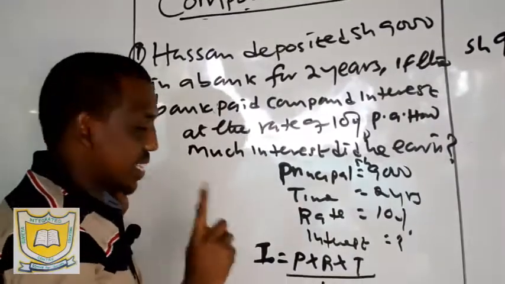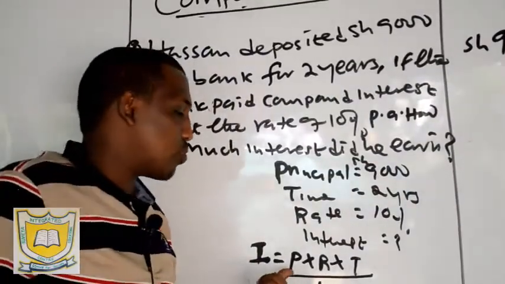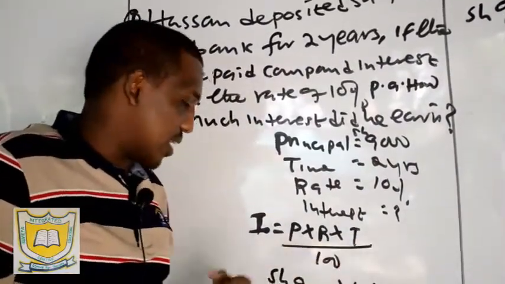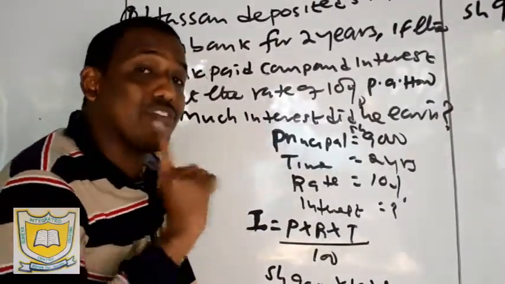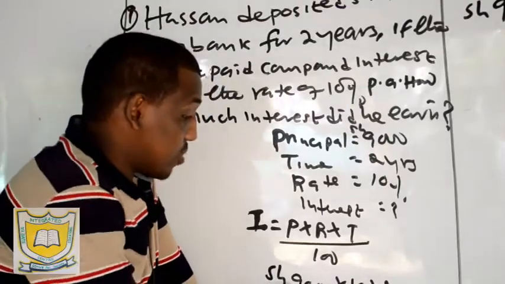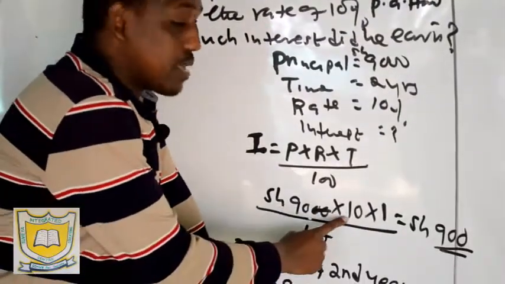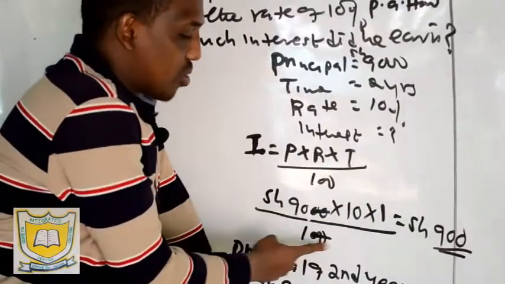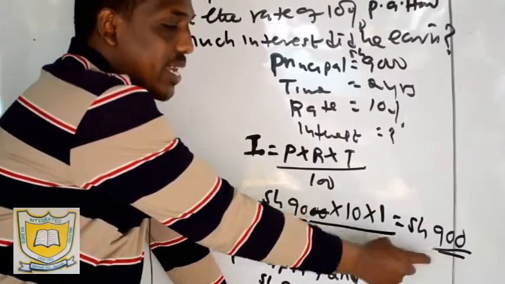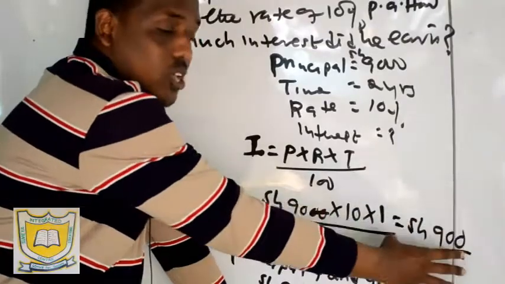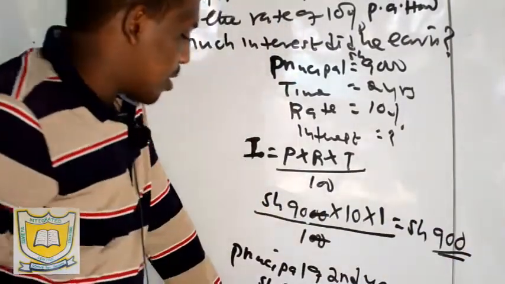We must get the interest. To get the interest, we say it is principal times rate times time, all over 100. So you first get the interest of the first year. To get the interest of the first year, you take the principal you are given times the rate, which is 10, times 1, all over 100. After simplifying, you will get 900. This one you put somewhere. So this is the interest of the first year.